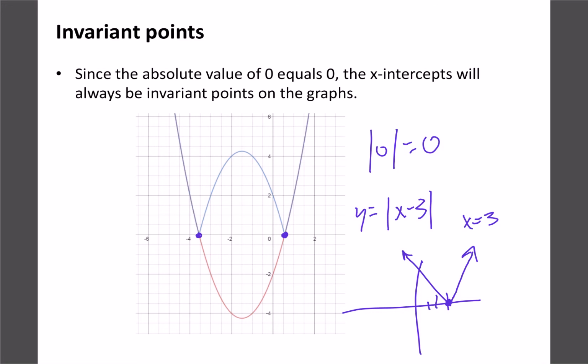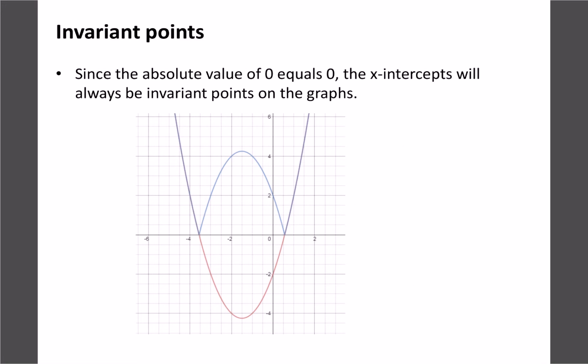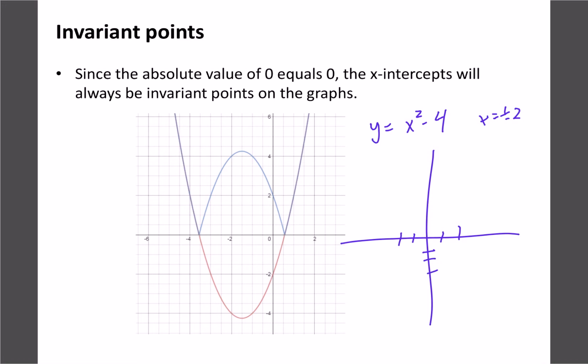Let's try one more with a quadratic. If I gave you the equation y equals x squared minus 4, we know that if we solve it, we would get x equals plus or minus 2. We know our y-intercept is negative 4, so the quadratic would go through those points from negative 2 to 2 and down to negative 4.